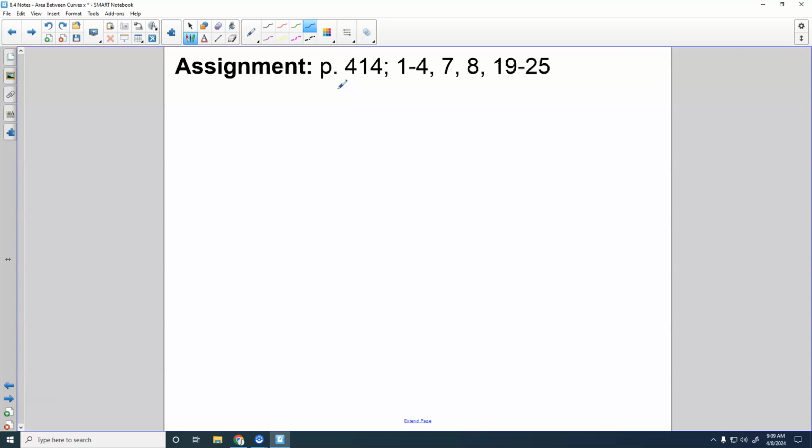7 and 8 is asking you to sketch a graph. I'll give everybody a piece of graph paper if you need it to help you on that. But 7 and 8 are sketching graphs. So again, you're not solving that on 7 and 8. You are just sketching the graph. Then 19 through 25 is where you'll actually be solving those out. Okay. Questions? All right, I'll give everybody a piece of graph paper too. And you got plenty of time to work.